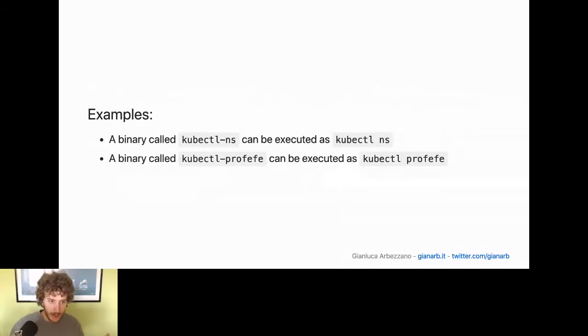So this is an example. If you have a binary called kubectl-ns, it means that you can run kubectl ns, and kubectl will look for the kubectl-ns binary and will run it. A binary called kubectl-profefe, an example I developed, runs as a kubectl profefe command.